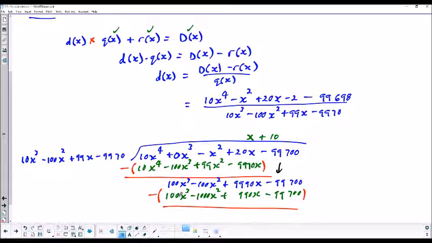And 100x cubed minus 100x cubed is 0. 100x squared minus 1,000x. Did I make a mistake? I think I might have.